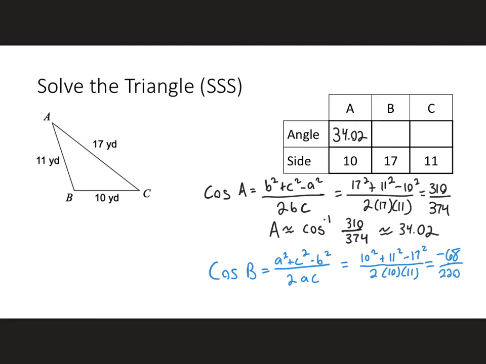And so I can further this by saying B equals arc cosine of the fraction negative 68 over 220, and that will be approximately, on my calculator, 108.004. So like I said, it's obtuse, and that's great. We're using the law of cosines, so our triangle is either going to be acute or obtuse. It's not going to be right either way, so having an obtuse angle there is just fine. I'm just going to write that as 108, though.